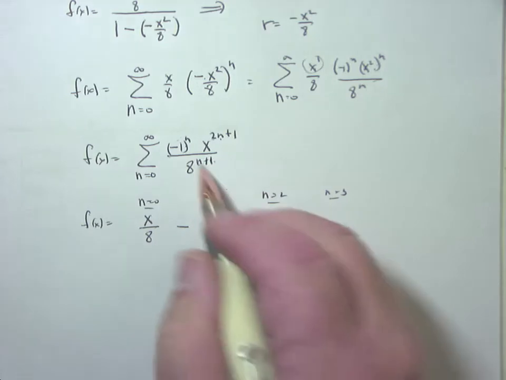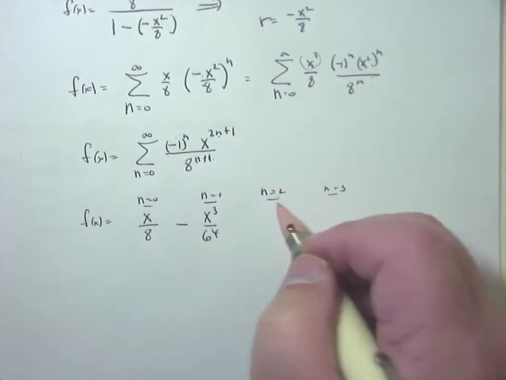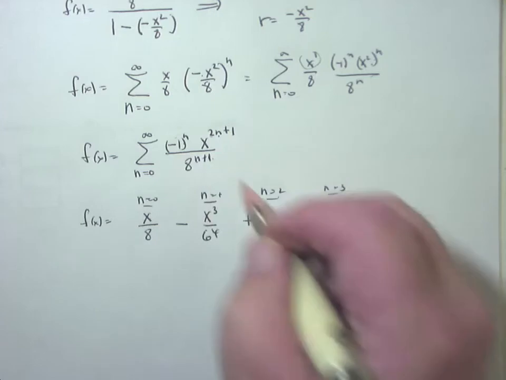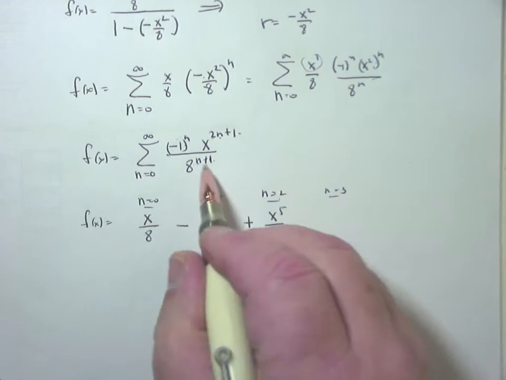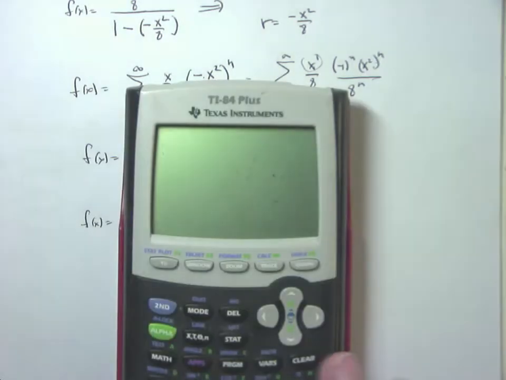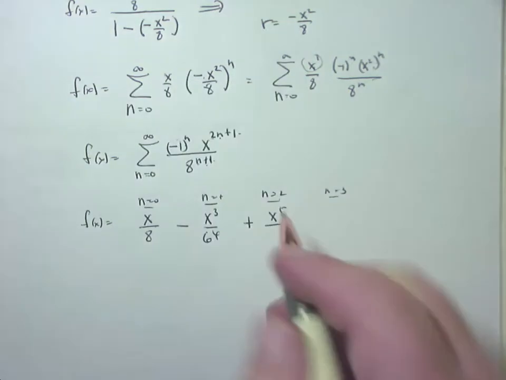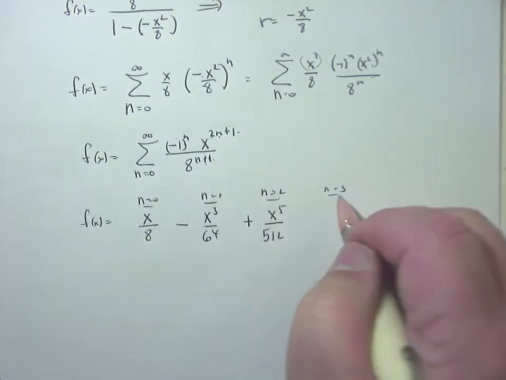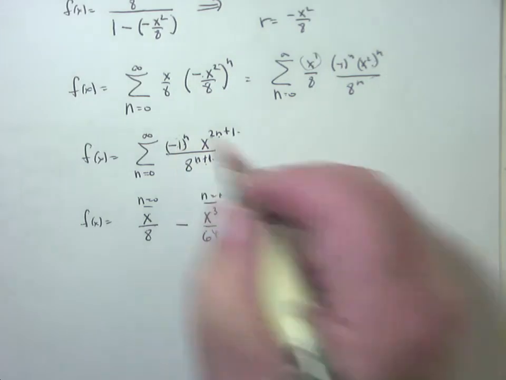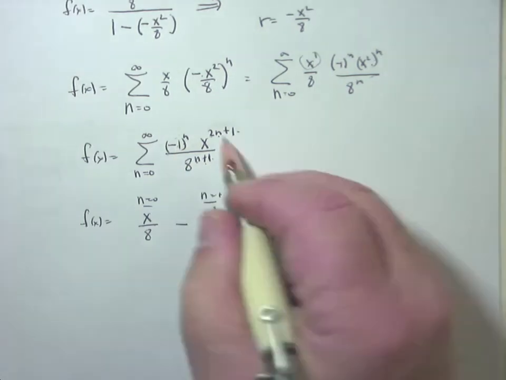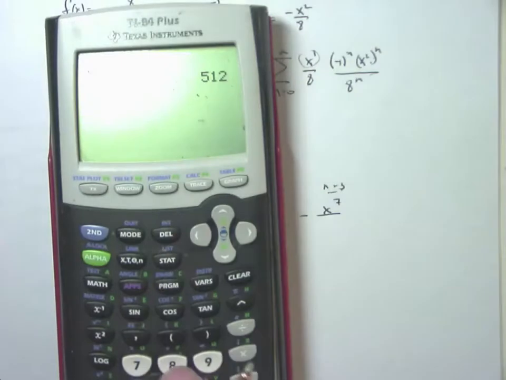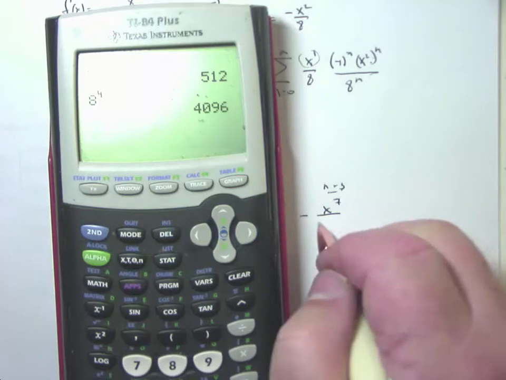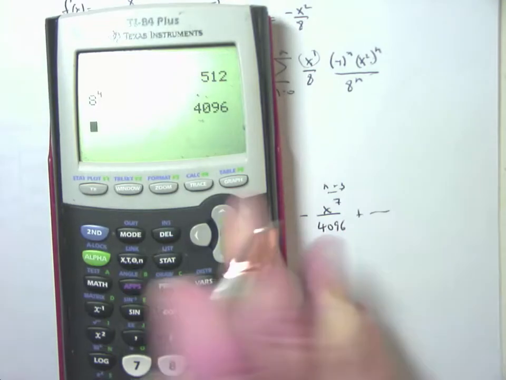8 squared is 64. Now plug in 2. Negative 1 squared is plus. 2 times 2 is 4 plus 1 is 5. That'll be x to the 5th divided by 2 plus 1 is 3, 8 cubed, is 512. And while we're at it, plug in one more, 3. Negative 1 cubed is negative. 2 times 3 is 6 plus 1 is 7. Over 3 plus 1 is 4. 8 to the 4th is 4,096, plus dot, dot, dot.